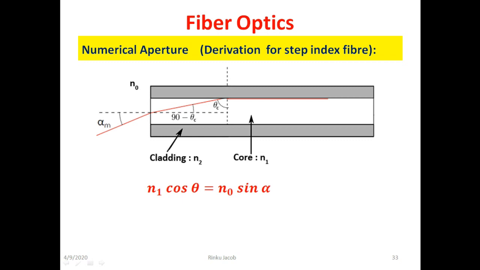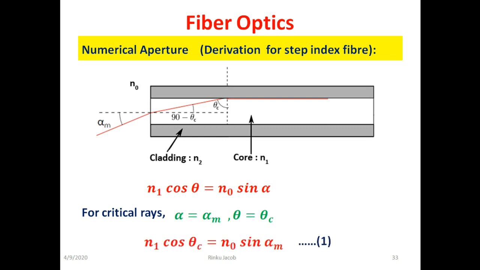So if we send any light at an angle greater than the maximum acceptance angle, the angle theta will be less than the critical angle. So the light will leak out of the core, and transmission of light through the optic fiber will not be possible. So if we take the limiting condition, that is when alpha becomes equal to the maximum acceptance angle alpha m, theta becomes equal to the critical angle denoted by theta c. Now substituting these values into the above equation, we get n1 cos theta c equal to n0 sin alpha m. It is taken as equation 1.